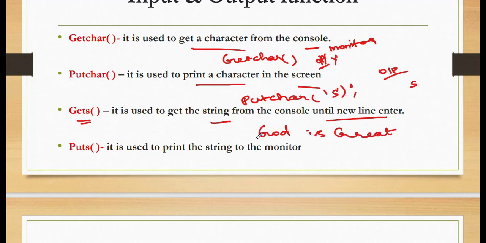Get the string from the console until new line. So until I enter. So I type God is great and enter. So this will be taken by the getS function. PutS means it is used to print the string to the monitor. So instead of this string, you can put S.